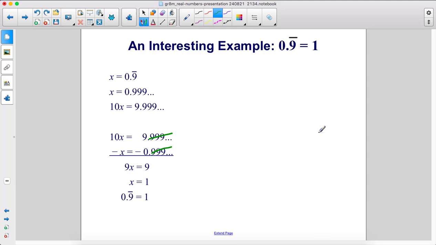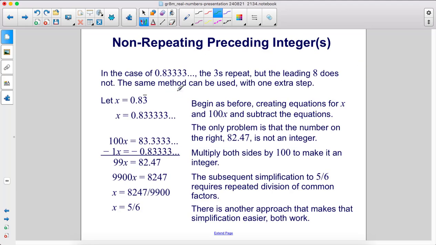That's very interesting. In the case of 0.83333 repeating, the 3's repeat, but the leading 8 does not. The same method can be used with one extra step. Begin as before, creating equations for x and 100x, and subtract these equations. The only problem is that the number on the right, 82.47, is not an integer. So we need to multiply both sides by 100 to make it an integer. The subsequent simplification to 5/6 requires repeated division of common factors. There is another approach that makes the simplification easier, and both work.